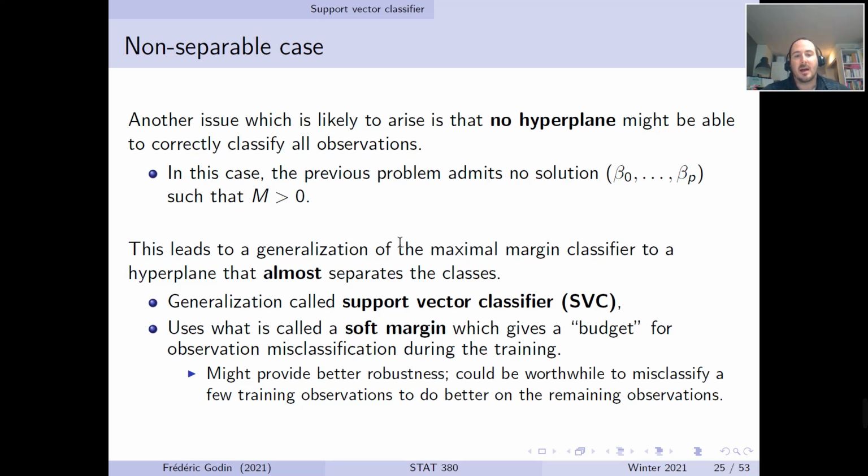The idea underlying this is again the bias variance trade-off, where it might be worthwhile to misclassify a few observations if it gives us more stability and less volatile predictions for out of sample observations. So we're trying to reduce volatility or non-robustness by allowing for some misclassification.